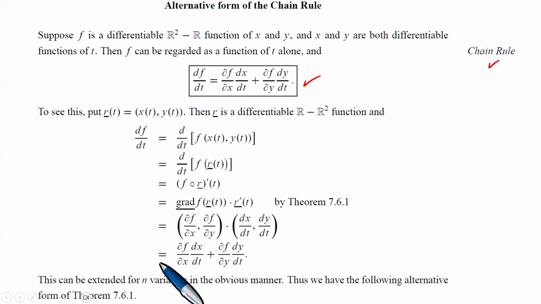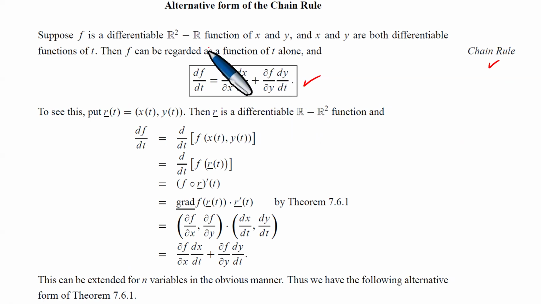Okay, I'm just mentioning this one because it's also important, but it is one version that normally does not often appear in the exams. It is important in multivariable calculus to understand that if you are dealing with f as a function, f can be regarded as a function of t alone. And if f is regarded as a function of t alone, then it is possible to write the actual chain rule in this form.